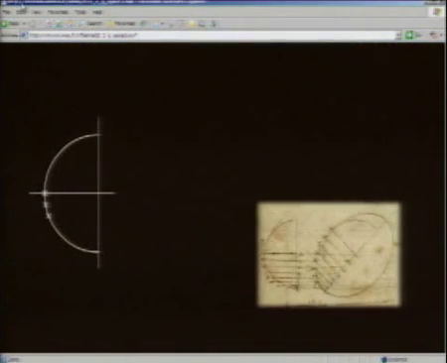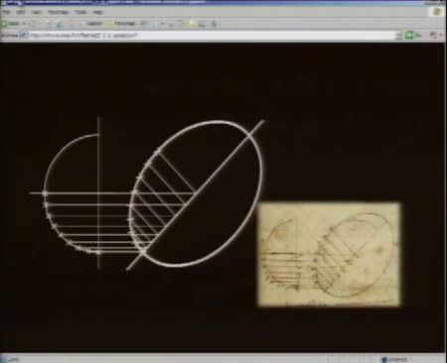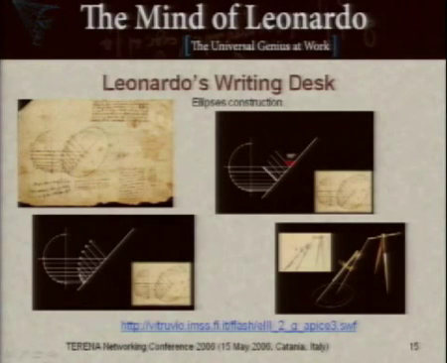However, you can see the construction of the ellipses starting from a circle, and this is the method used in the drawing. Okay, we can stop it. There are about 50 animations of this kind on the web.